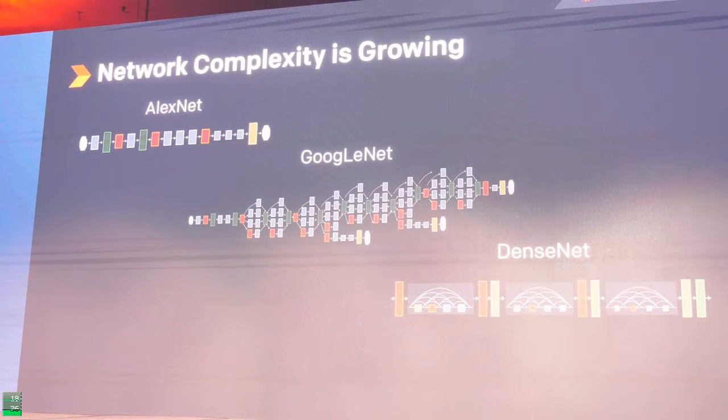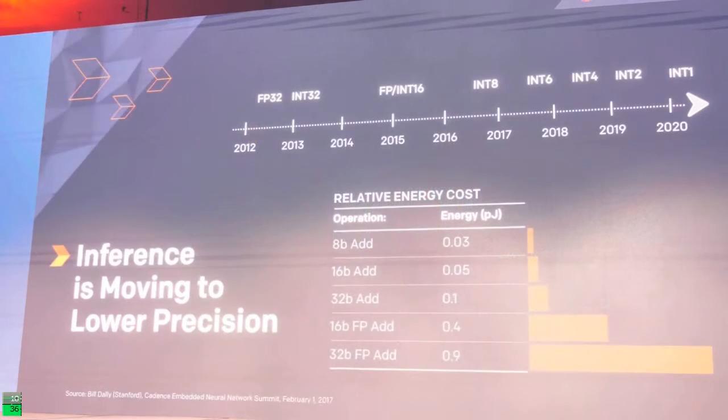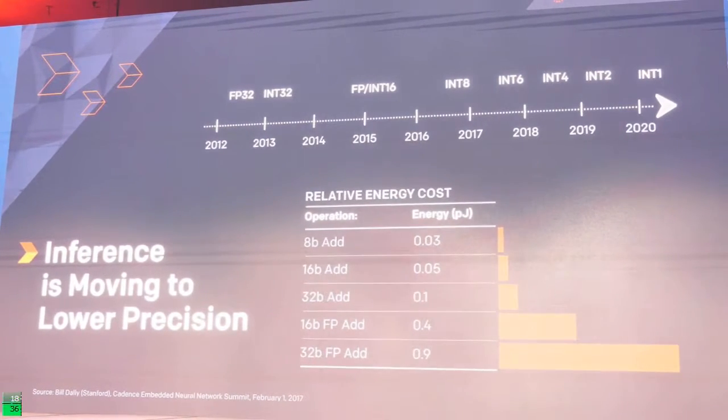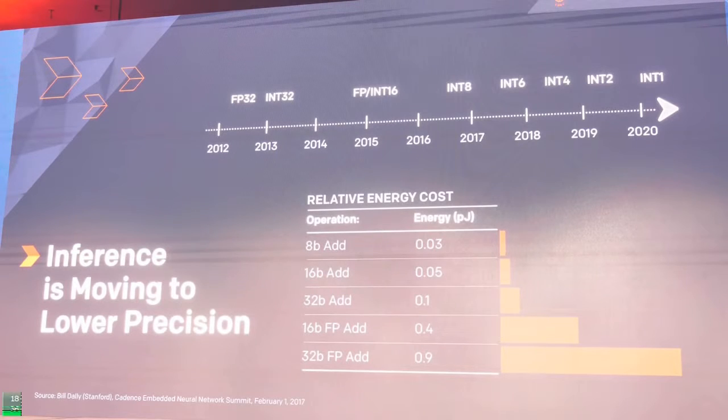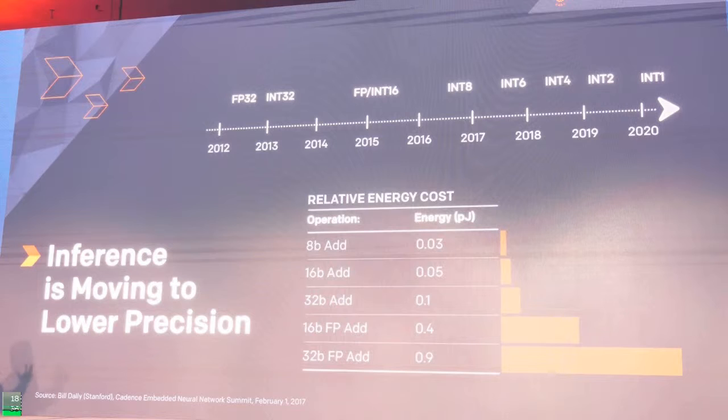Now you overlay this with the fact that there is research going on and there's deployment of low precision arithmetic. We started in 2012 with floating point 32. We are now at integer 8 arithmetic, moving to binary networks potentially by year 2020. Now the reason is very simple. If you look at the energy consumed by floating point 32-bit adds, it is 30x compared to integer 8 add. And that's why people are moving towards lower precision arithmetic.